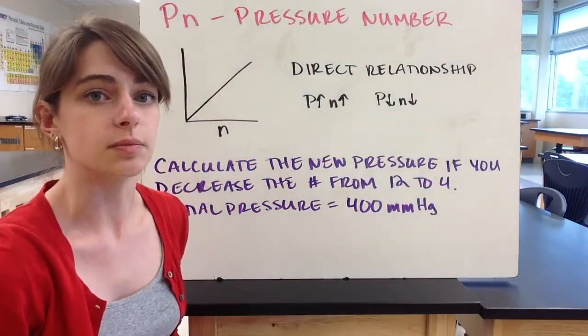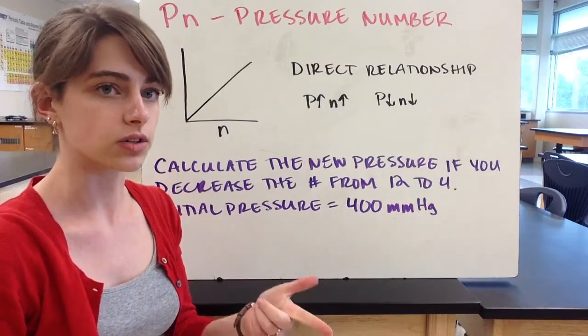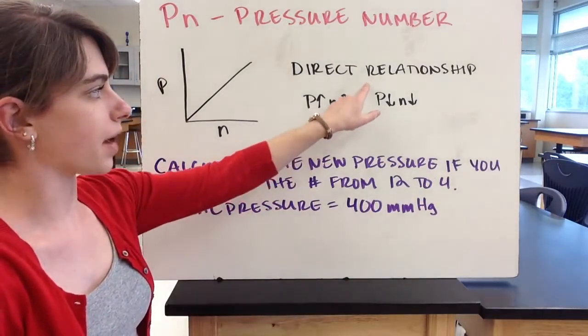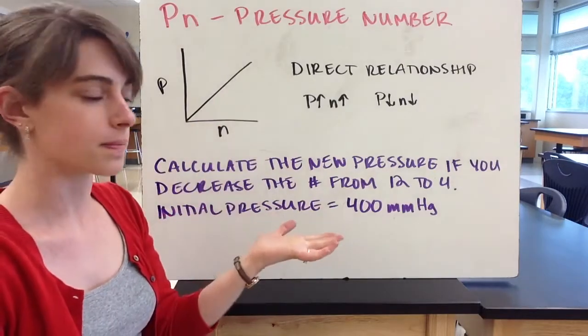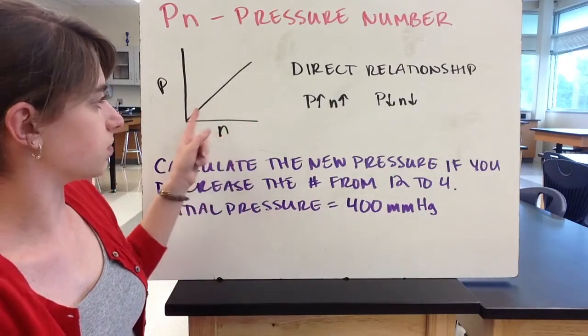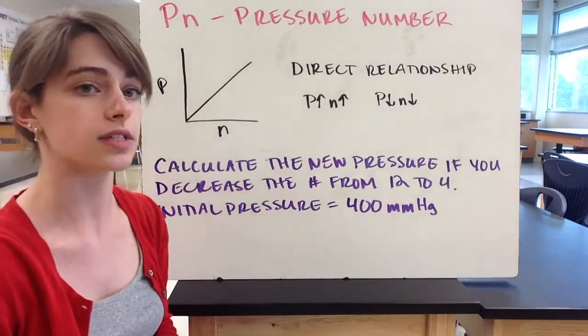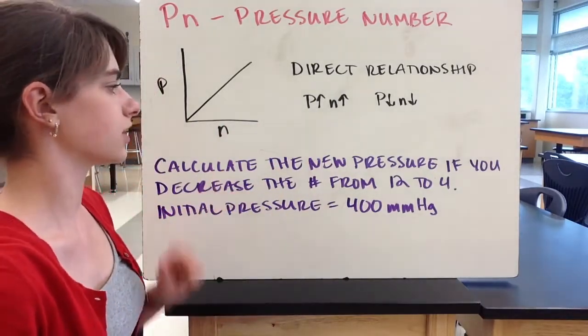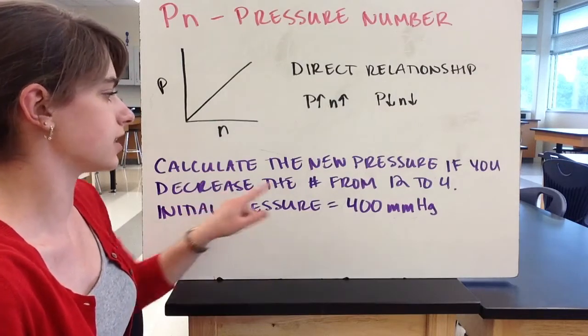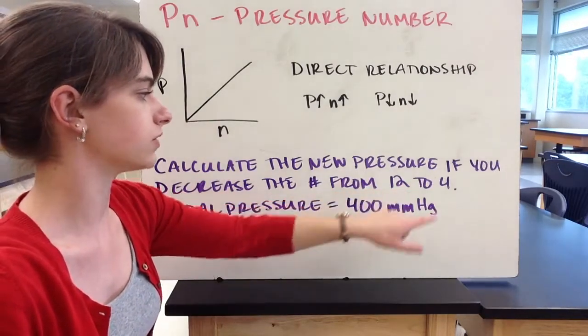Our next relationship is the one between pressure and number of particles or number of moles. This is a direct relationship. As we increase our number of particles, our pressure goes up. If we were to decrease our number of particles, our pressure would go down. So they go the same direction. So again, let's work through a quick example problem. Calculate the new pressure if you decrease the number of particles from 12 to 4.